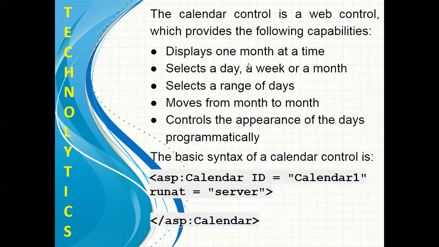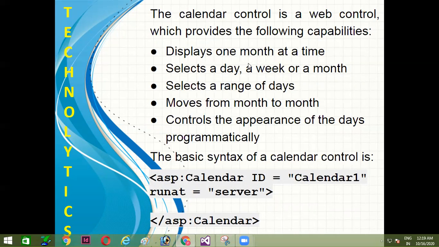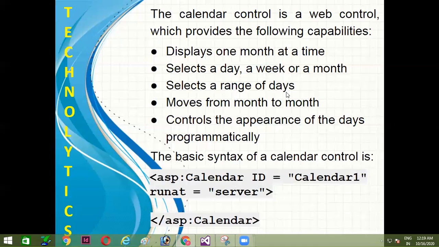And for this purpose, we are going to use the calendar control. Basically, calendar control is a web control which provides the following capabilities. It can display 1 month at a time. It can select a date. It can select a day, a week, or a month. It can select a range of days. It can move from month to month. It can control the appearance of the days programmatically.